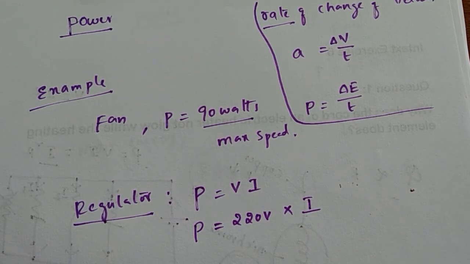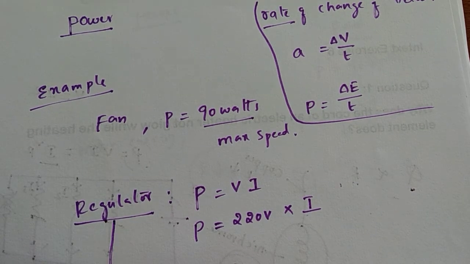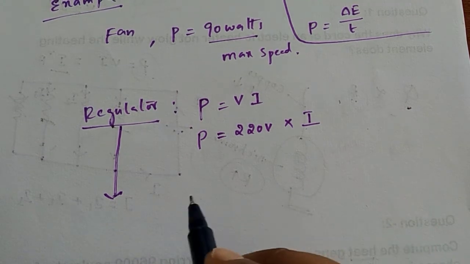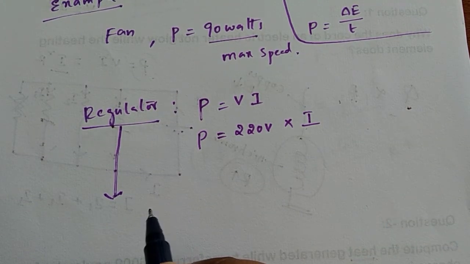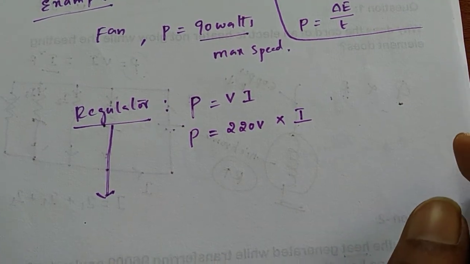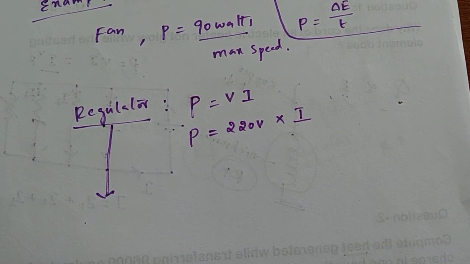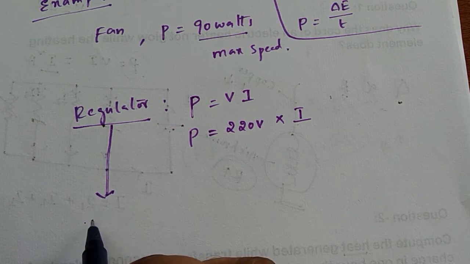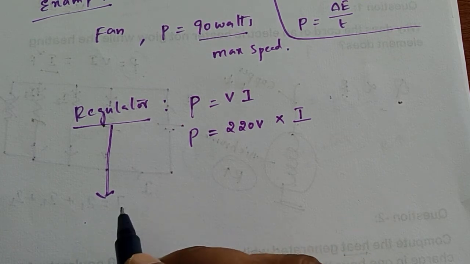Here we can say like this. But what role does a regulator play here? Regulators increase or decrease the current by using resistance, so they use resistors. There are different types of regulators, of course; I am discussing the regulators which increase or decrease the current.